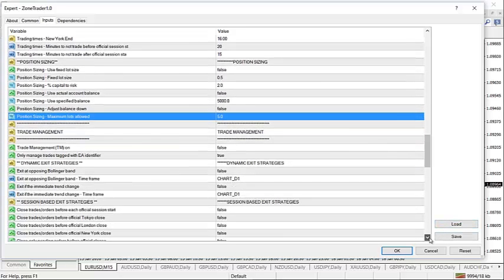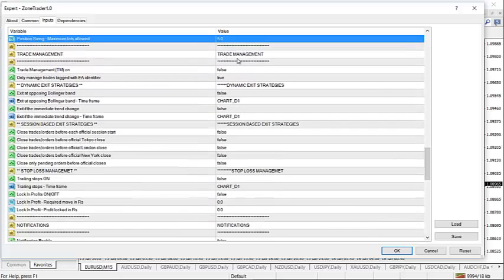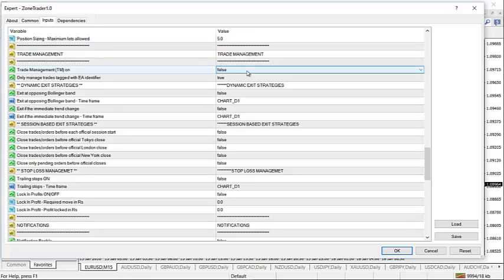A bit further down under this you have trade management. Now trade management can be used either with the automatic trading or by itself, even if you enter manual trades. So you need to turn it on before you will actually use it.